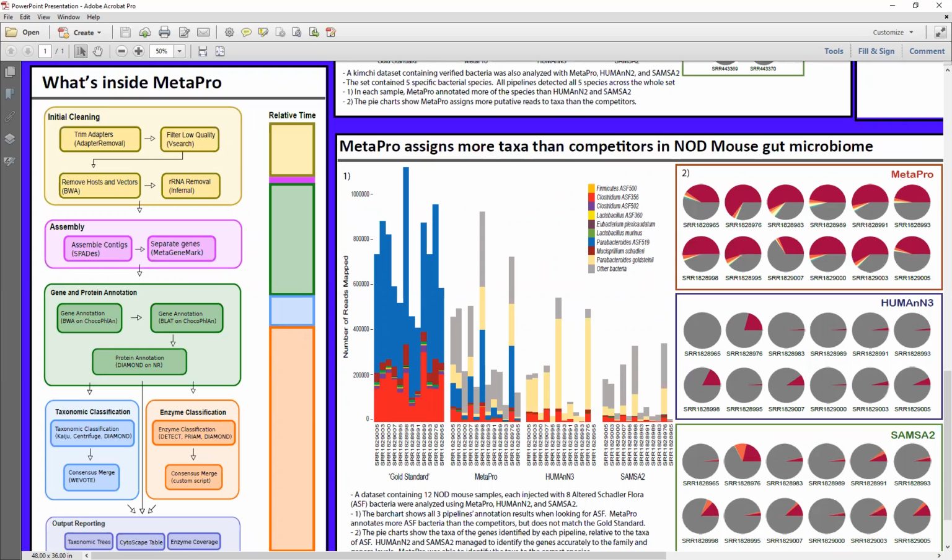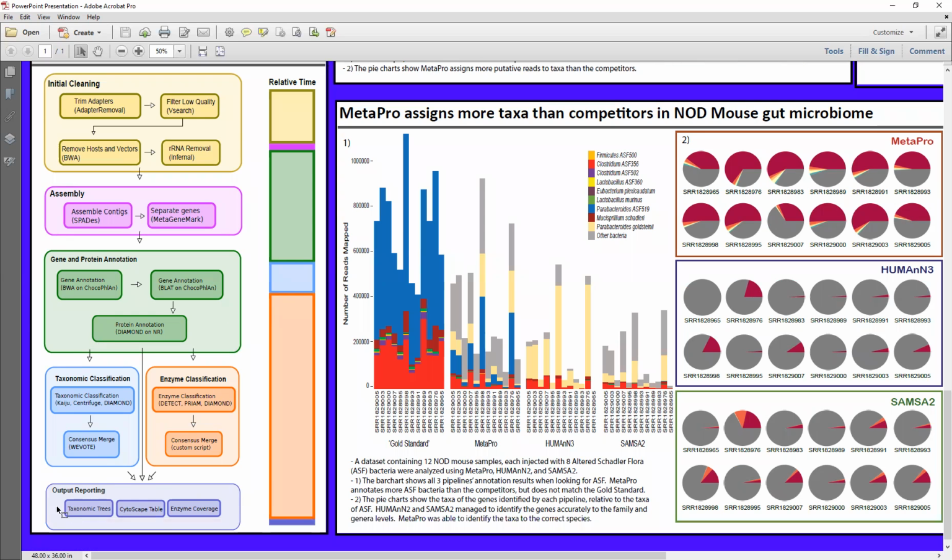MetaPro works like any other pipeline. First, we filter the incoming data for adapters, low-quality reads, hosts, and vector sequences, and we filter out reads that only contain mRNA. Then we combine the reads into contigs. At this point, we're left with contigs and reads that didn't quite match. We run these two sets of data through our sequence aligners, which is a three-stage process using separate tools. After that, we run taxonomic classification and enzyme function annotation. Then after that, we compile the results into tables and statistical outputs for the user.